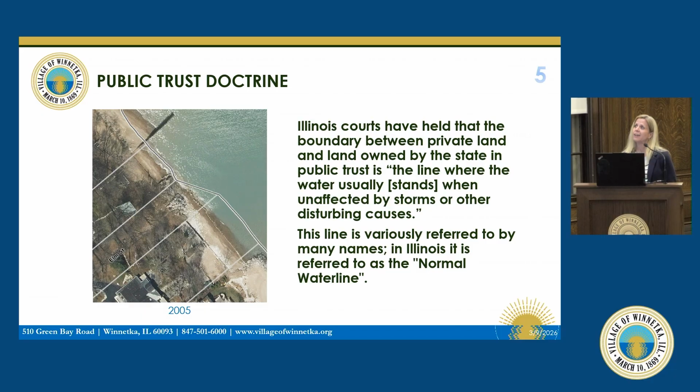In terms of the public trust doctrine, Illinois courts have held that the boundary between private land and land owned by the state and public trust is the line where the water usually stands when unaffected by storms and other disturbing causes. This line is variously referred to by many names. In Illinois, it's referred to as the normal water line. So generally speaking, the owner of real estate fronting on the lake owns the property to the normal water line, and the land east of the normal water line is owned by the state and trust for the public.